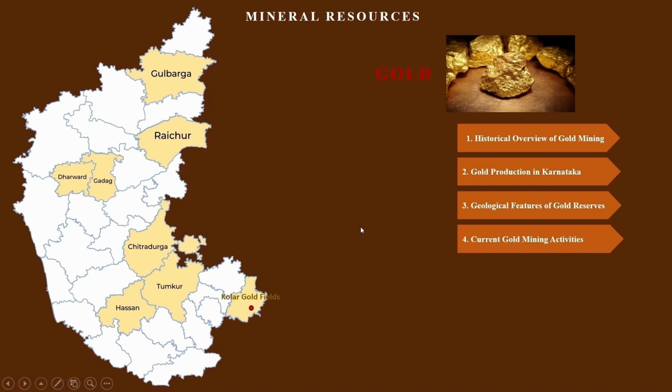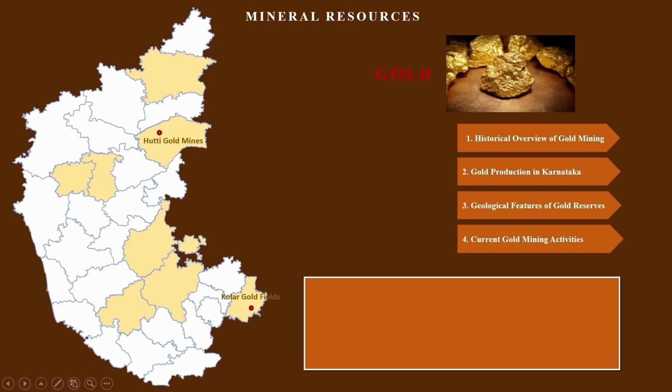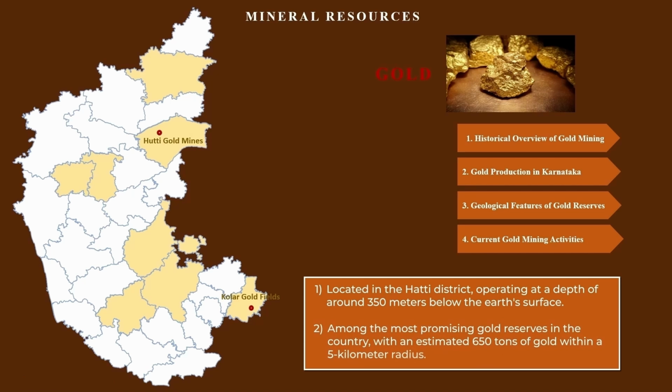So what is the current gold mining activity? So I just told you that Karnataka is a leading producer of gold. How? Because Karnataka is still producing from the Hatti gold mines in Raichur district. Hatti operates at the depth of around 350 meters below the earth's surface and is one of the most promising gold reserves in the country.